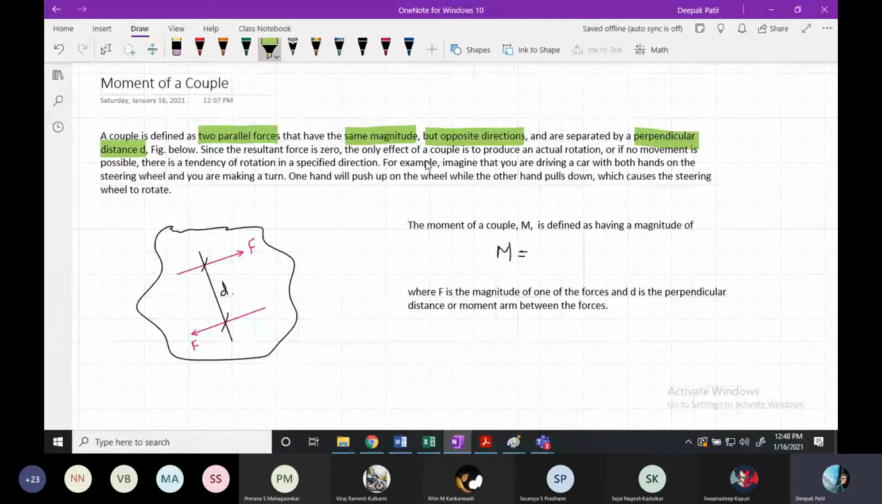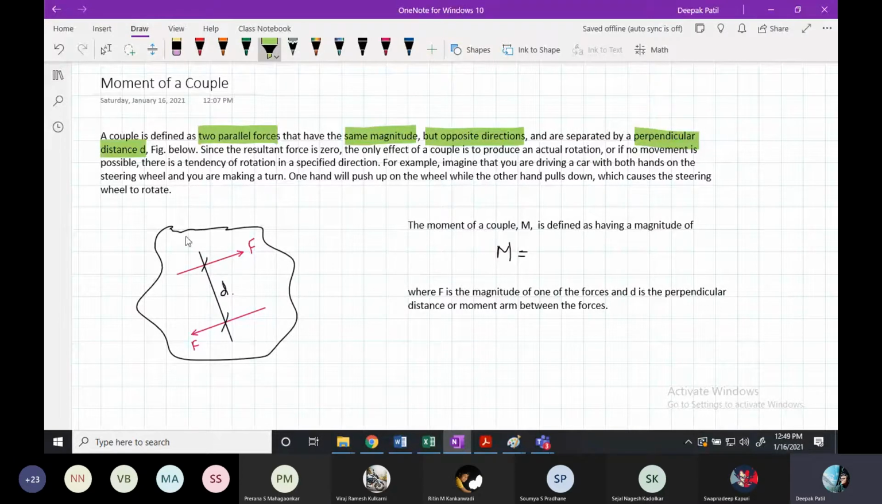So the only effect of a couple is to produce an actual rotation. Now this couple on this body will try to rotate this body. These two forces in this case will try to rotate the body in the clockwise direction, or if no moment is possible, there is a tendency of rotation in a specified direction.